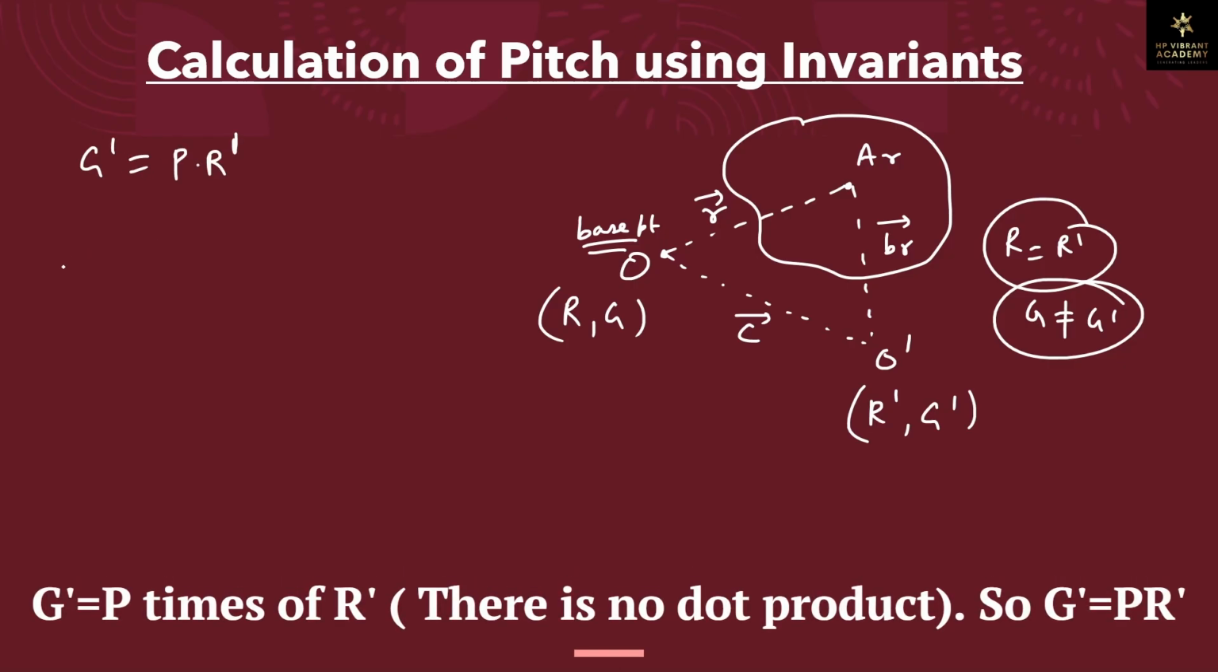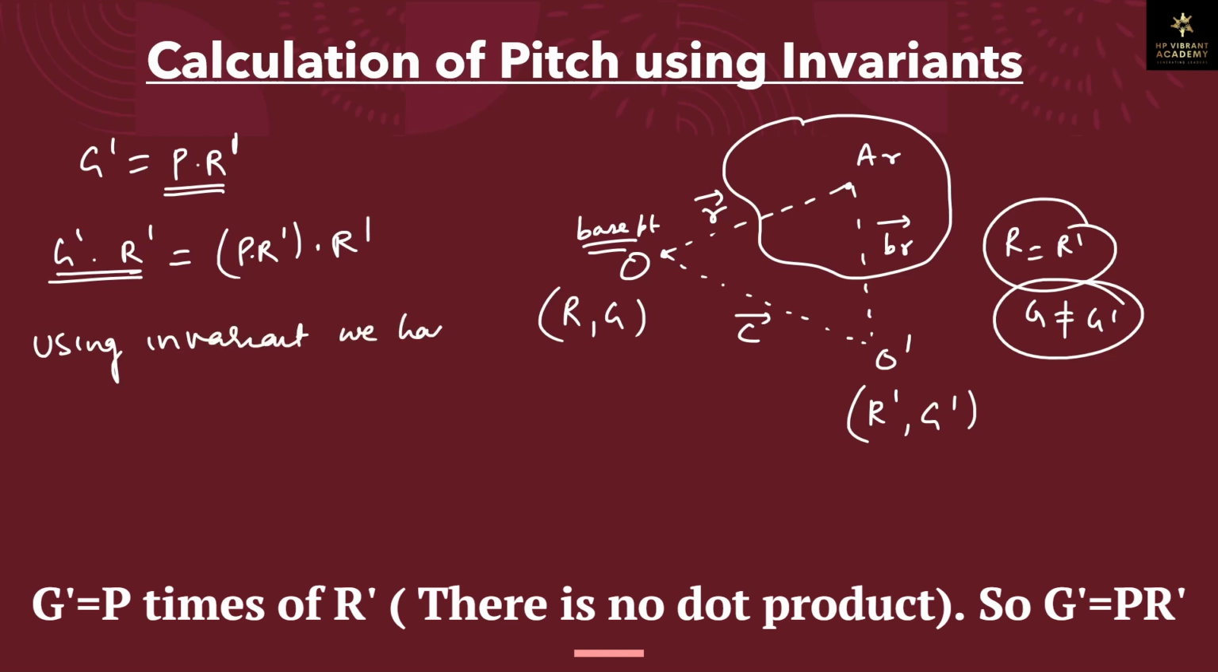Okay, now let us calculate G dash dot R dash. This is equal to G dash, which we can write as P dot R dash, so this is P R dash dot R dash. And we have studied using invariant that G dot R is equal to G dash dot R dash, which is equal to a constant.